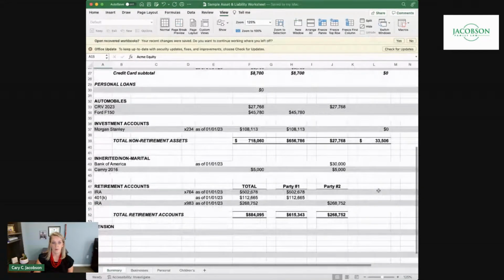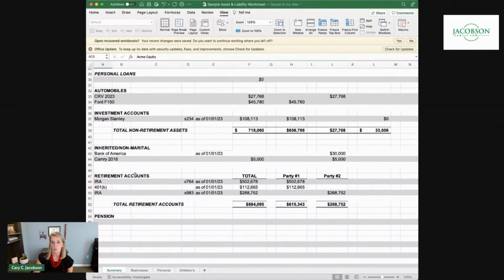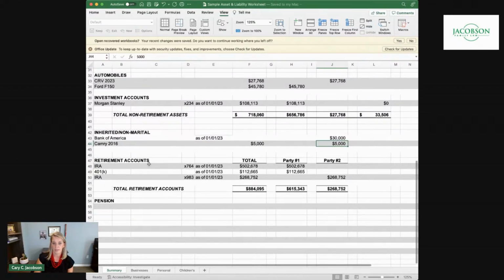Additionally, we have listed here inherited or non-marital assets. And in this scenario, there are both a bank account as well as a vehicle that the parties have agreed are not marital. And those are sitting in party two's column. And then finally, we reflect the retirement accounts and how those are titled. So in this scenario, party one has $615,000. And party two has about $268,000 worth of retirement assets.